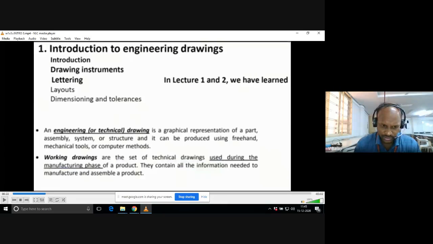Similarly, working drawings. What is the difference? Working drawings are used in industry. I am reading the statement: the set of technical drawings used during the manufacturing phase of a product. So we are not interested because we are not doing any manufacturing here.